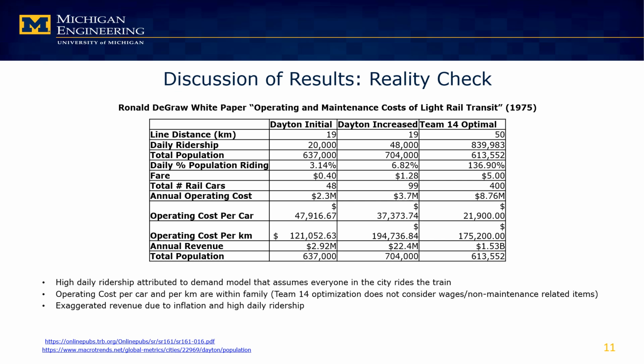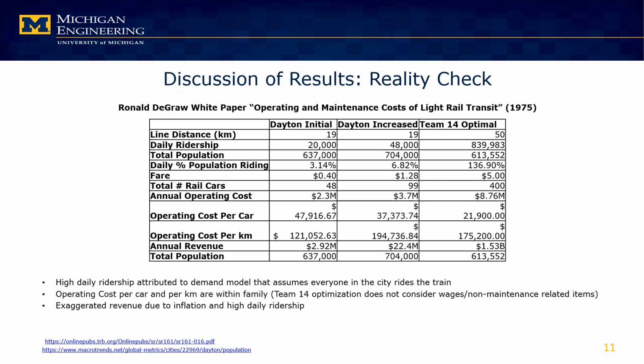When analyzing our results for realism, we turned to a white paper called Operating and Maintenance Costs of Light Rail Transit, written in 1975. This white paper takes a look at a proposed light rail system for Dayton, Ohio, with an initial setup in 1975 and an increased capacity setup in the year 2000.